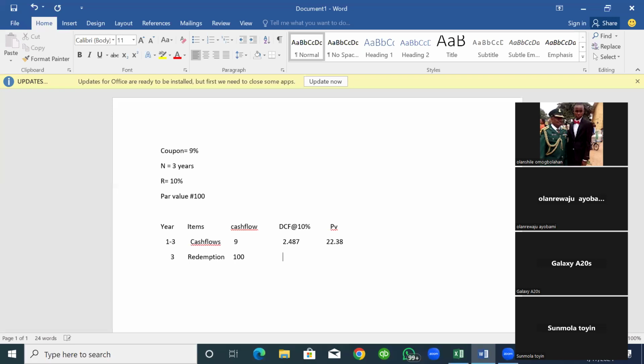I think the discount factor is 0.751. Is it 753 or 751? I think it should be 751. It is 1 plus 0.10 raised to power minus 3.